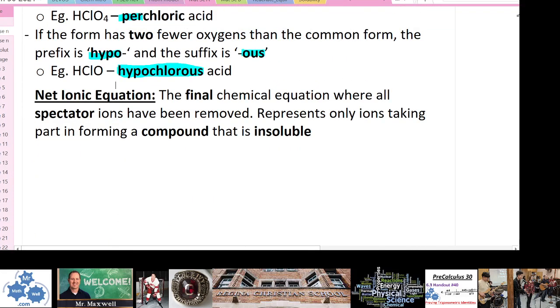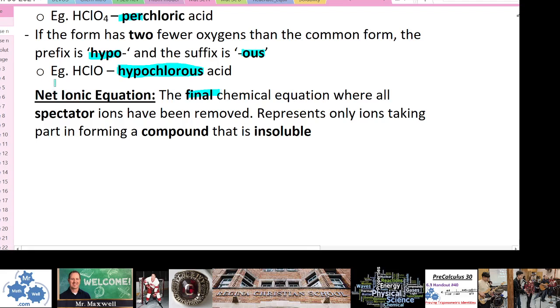So net ionic equations. I believe we've talked about net ionic equations before, but there is going to be some more mention of them. Just so we're all on the same page, a net ionic equation is the final chemical equation where all spectator ions have been removed. So, first of all, net.